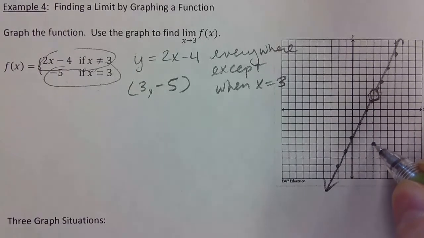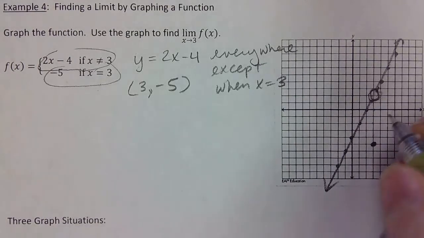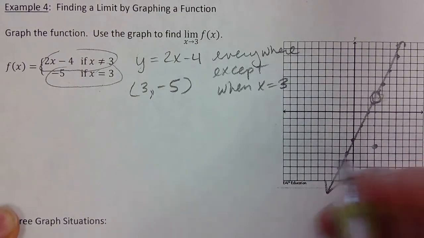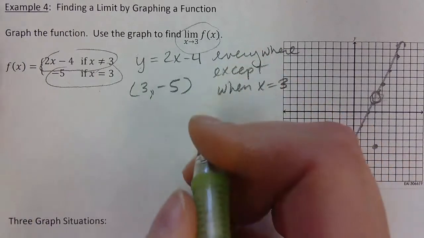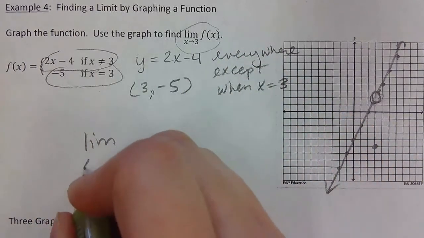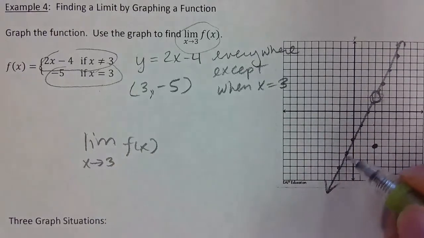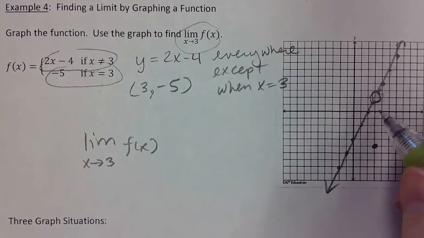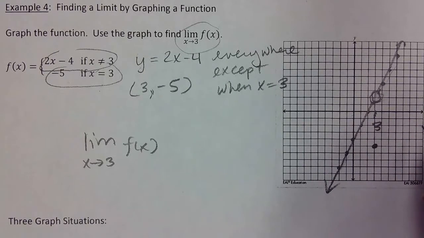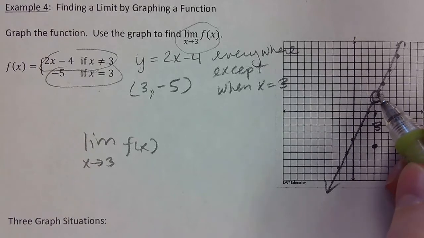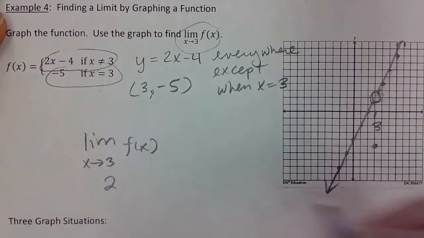So this is a lot like the last graph I did. And now we're looking for the limit as x approaches 3 of f of x. Well, again, my limit is like on my graph as I get closer and closer to x equals 3. So I know that as x is getting closer and closer to 3, here's 3 right here on my x-axis, that my y is getting closer and closer to 2. That's that number that would make sense on my graph.